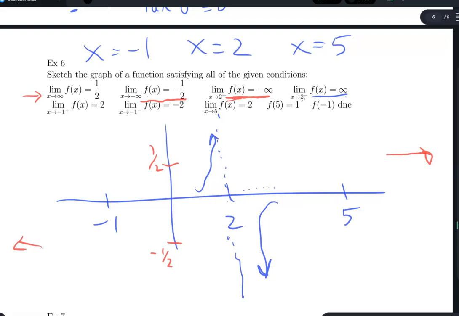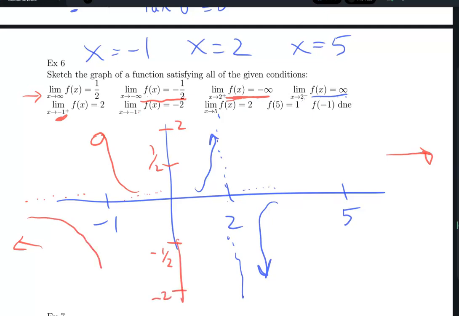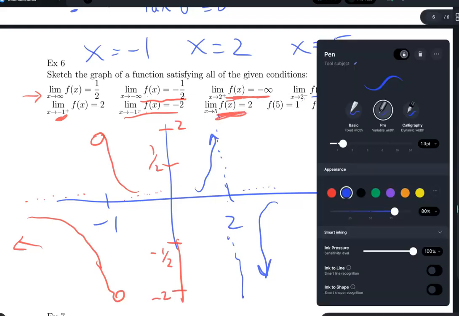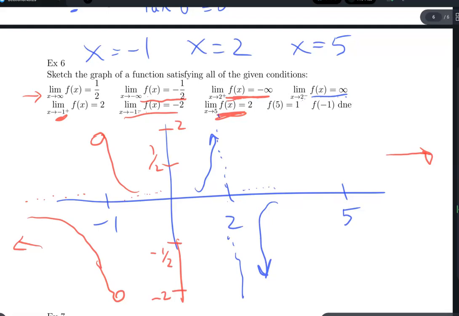Right, so let's look at going towards -1 from the positive side. I'm going to the y value of 2. And if I go to -1 from the negative side, I'm going to the y value of -2. And so that takes care of that one. And let's see, I'll join things together in a minute. So as x goes to 5, that doesn't say positive or negative, so that means both sides, I have to be going to the y value of 2, right?